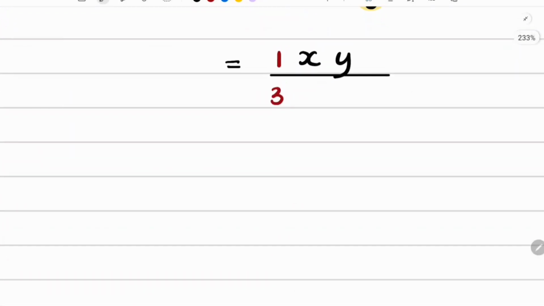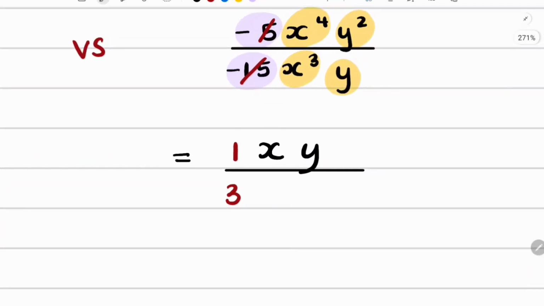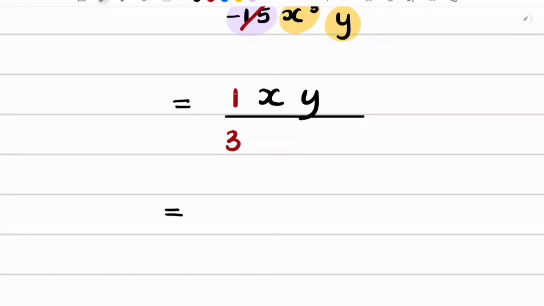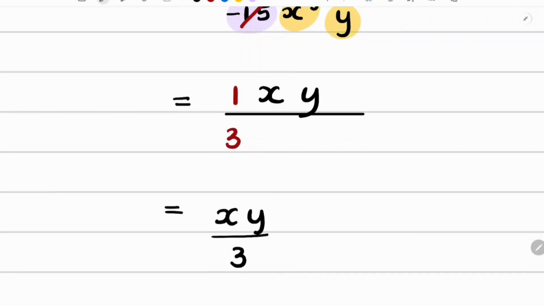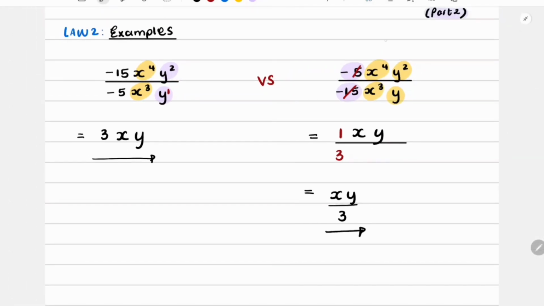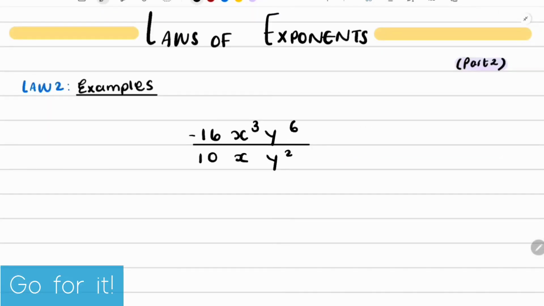So with this one, you can actually simplify this further. The reason why is because you have a 1 in front of xy. The only time we actually leave a number in front of a variable is if it is anything other than positive 1. In this case, it's kind of like saying 1 multiplied by x. It's just going to be x. So you just have xy over 3. And that is going to be your answer for that question. Okay, and here is another example.